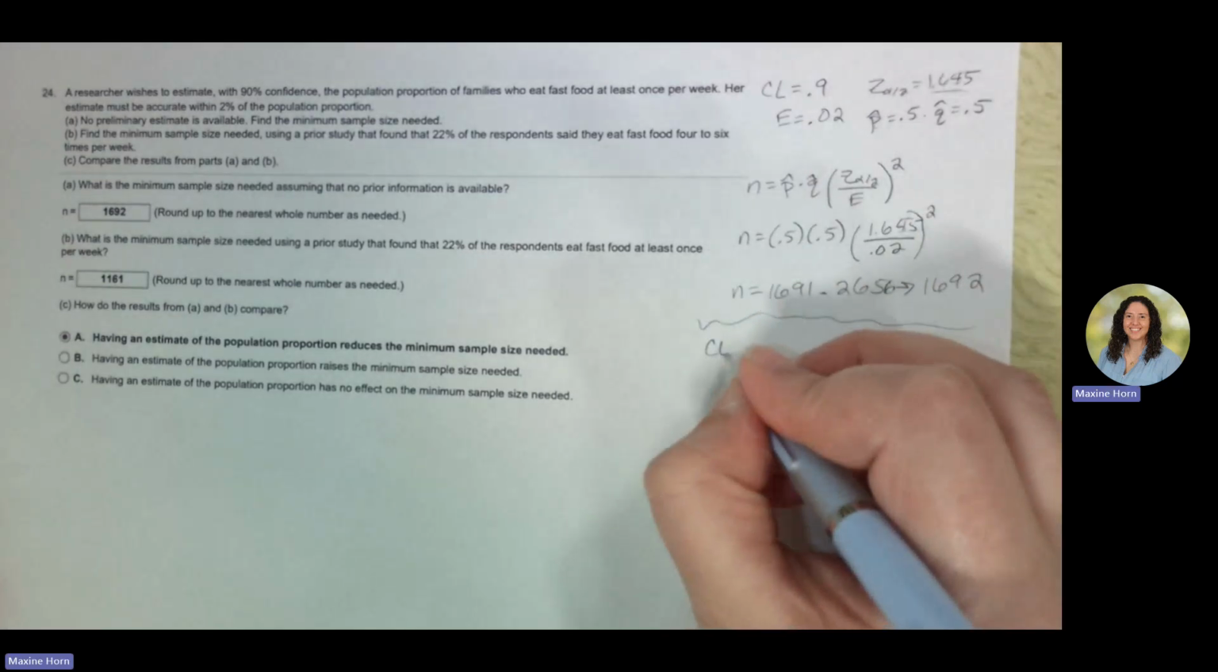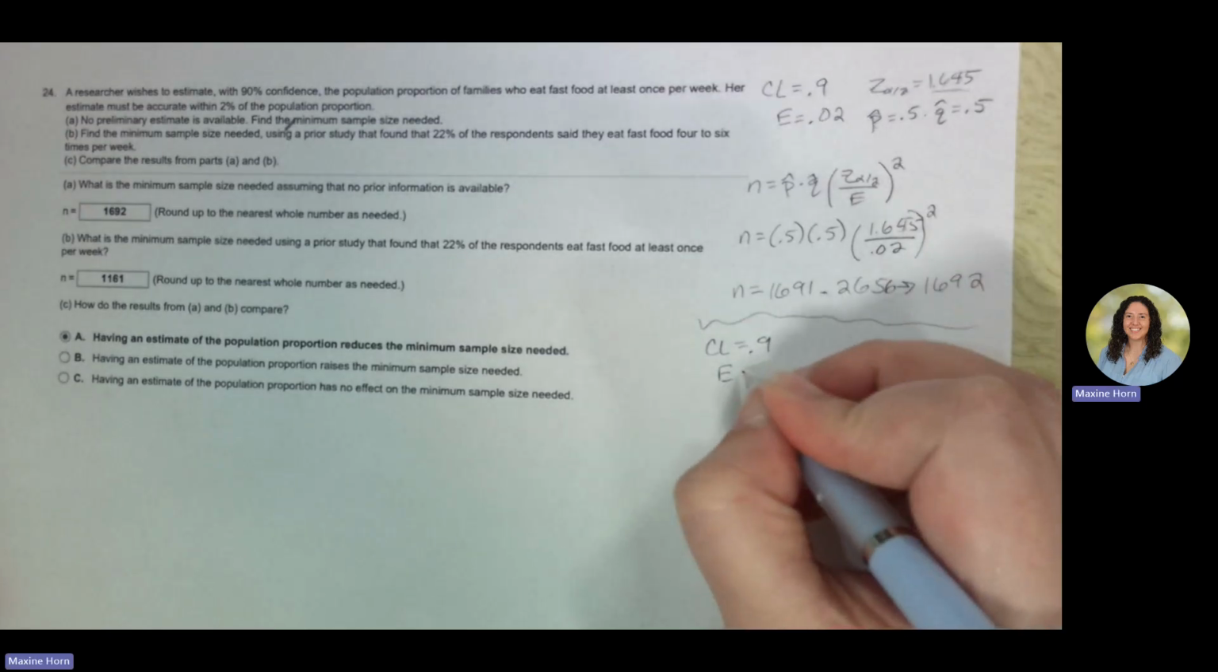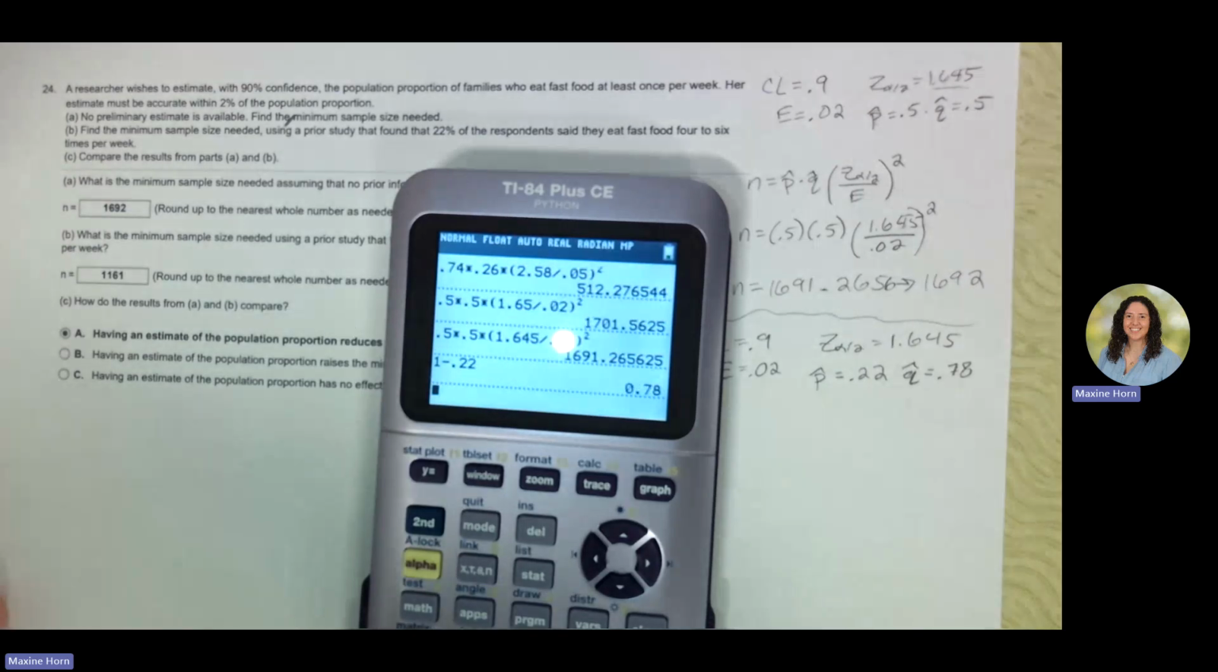So now we have our confidence level of 0.9. We've got our margin of error of 0.02. We've got our Z alpha halves of 1.645, but now we have a P hat of 0.22, which means we have a Q hat of 0.78, which is the complement of that, right? We get that by saying what's 1 minus 0.22. That's how we're getting the 0.78.